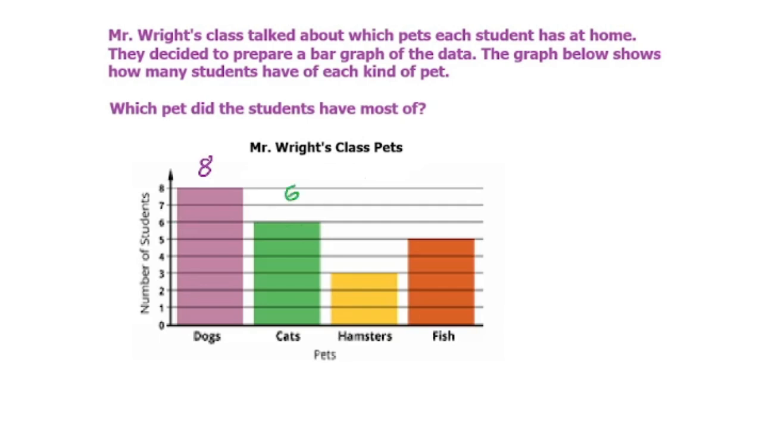Then if we take a look at hamsters, we go to the top of the bar and follow it across till it hits here. And we could see that the number of students that have hamsters is 3. And then finally, for fish, again we go to the top of the bar and we go across and we see that 5 students have fish.